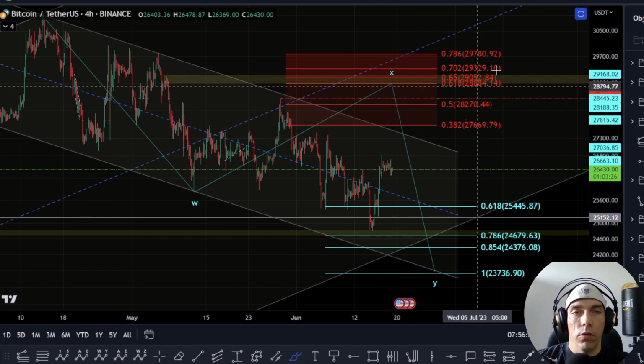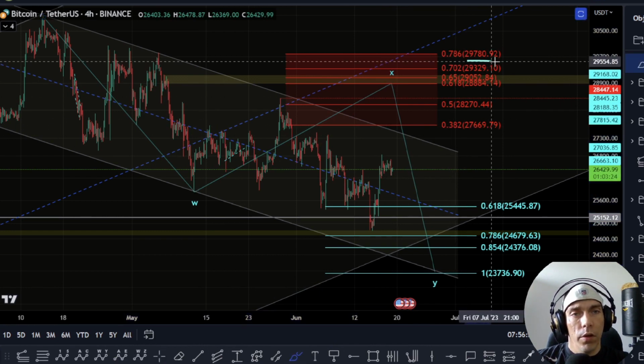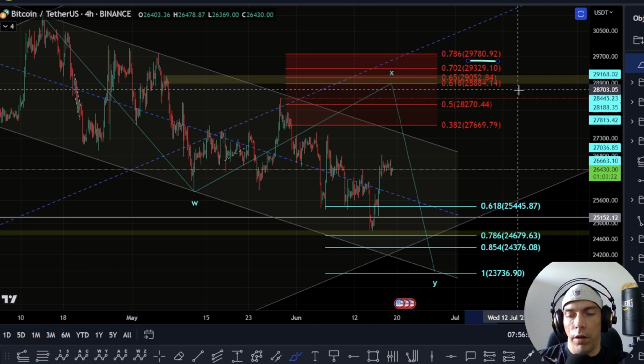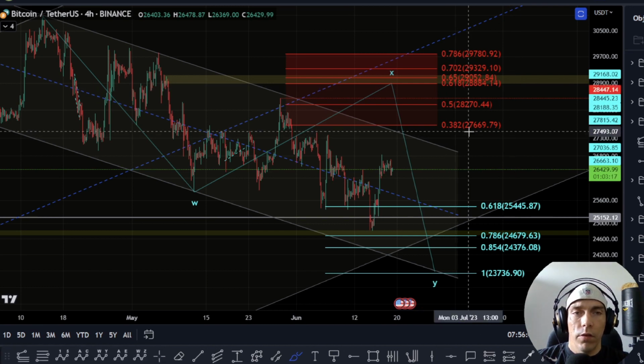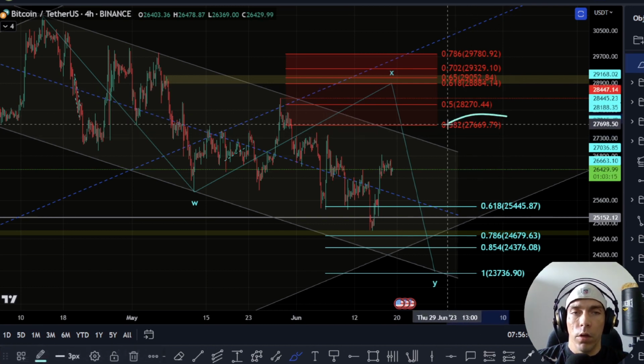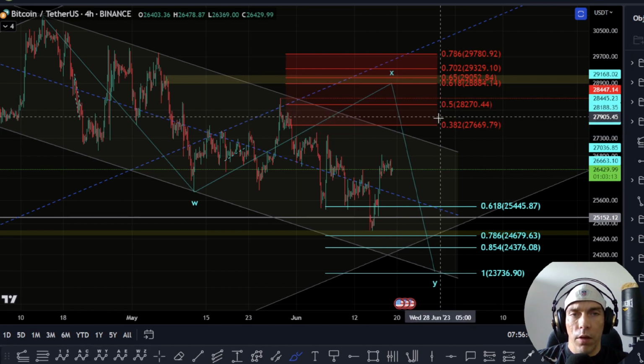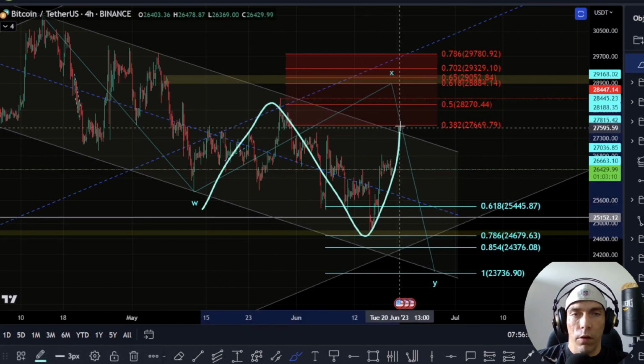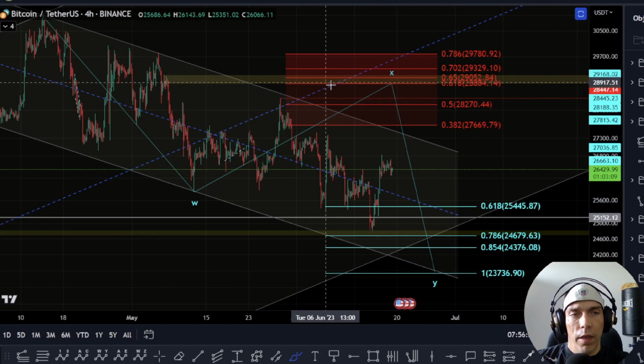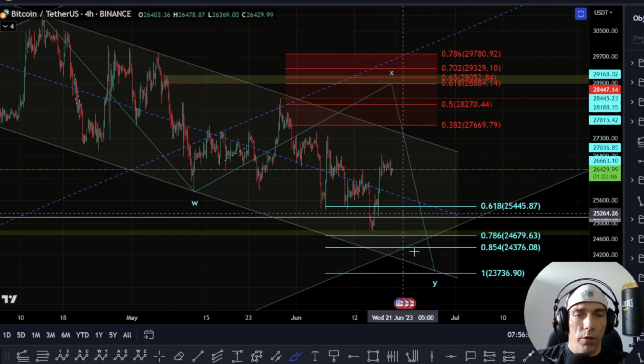see price continue to the upside here, where we could see price move in between this zone of this 29,780 and this 27,669 level. Now this would be a shallow retracement here, and we'd be looking for the possibility of a flat correction. So I'm going to go over that idea first, and then we'll go over the idea that we still got continuation directly to the downside here.